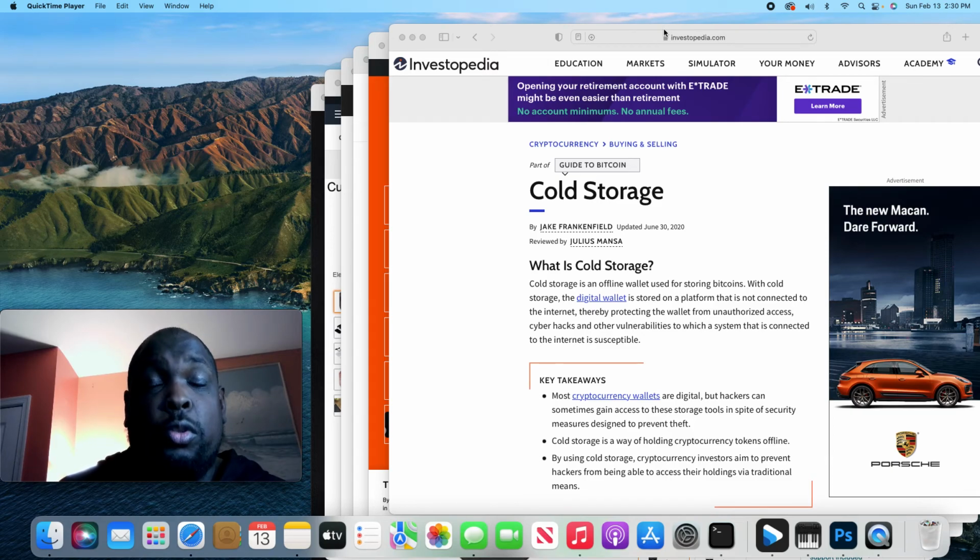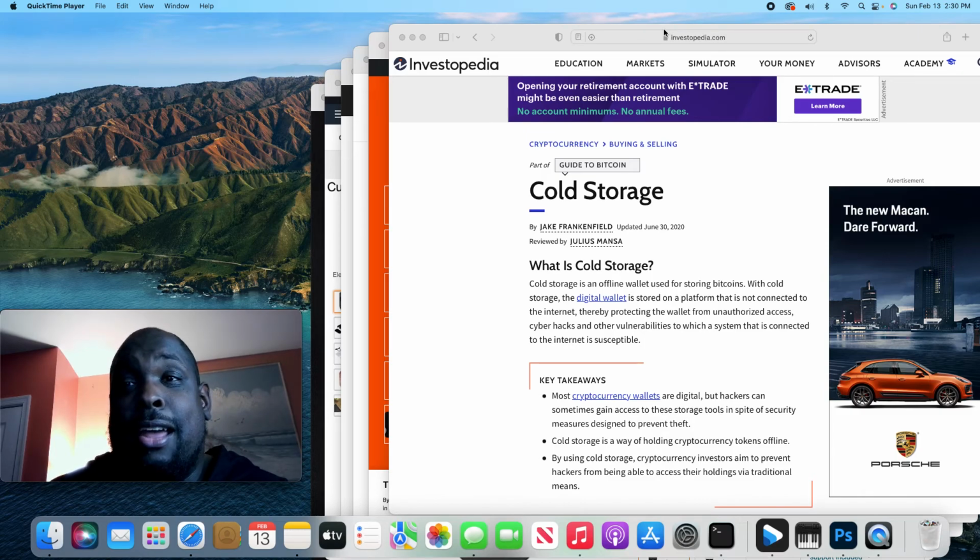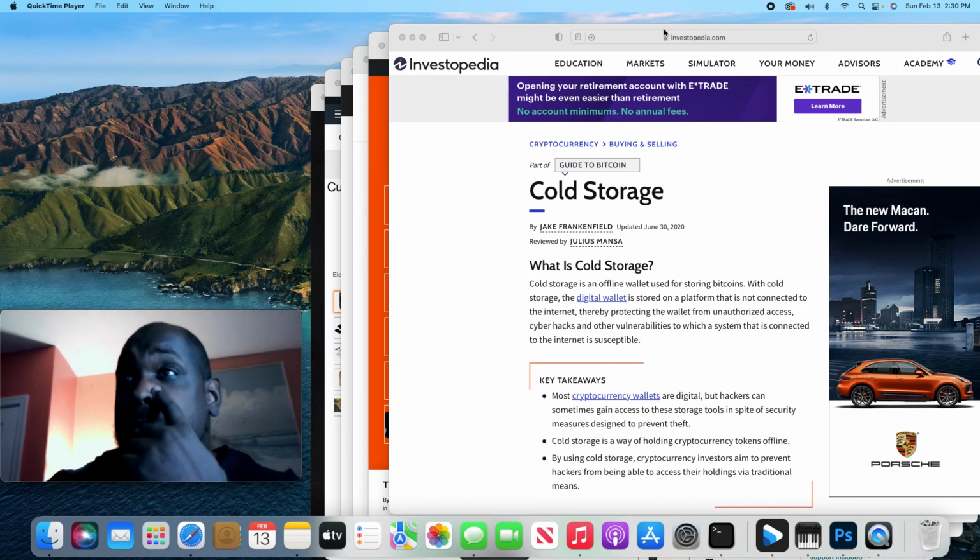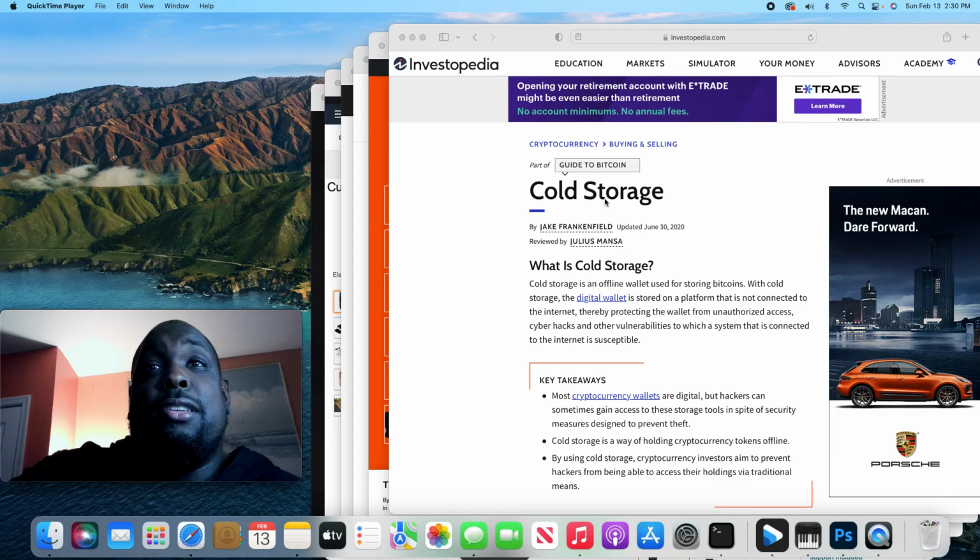If you truly want to protect your crypto to where it's nearly impossible to be hacked, cold wallets are the way to go. It was from my own hacking experience that now I own three different cold wallets. All right, but let's dive into this. Let's see what cold wallets are.